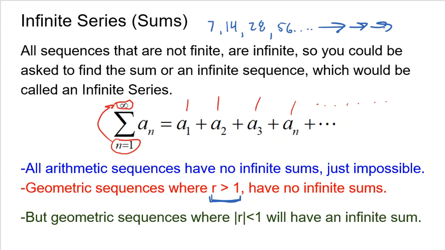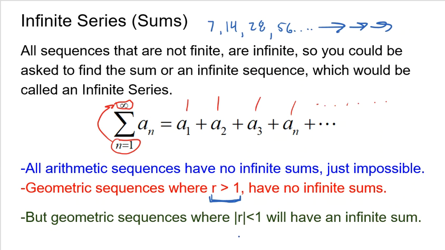Again, they're diverging, right? Diverging means that there's no end in sight. You're just getting bigger and bigger, even if that's in a negative direction. So all arithmetic sequences are divergent, and geometric sequences with an R value greater than 1 are also divergent, so there is no infinite sum. But if you have a geometric sequence where the absolute value of your R value is less than 1, then you can have an infinite sum. So again, the absolute value of your R value has to be less than 1. If that is true, an infinite sum is possible.